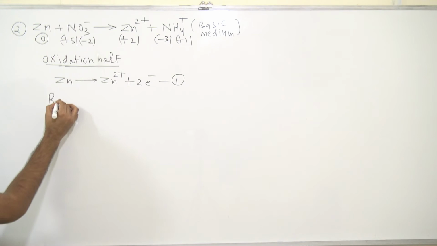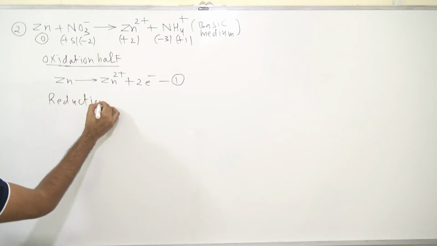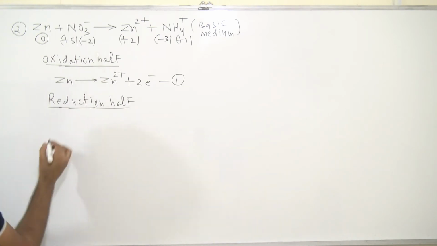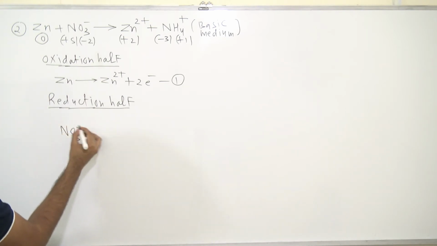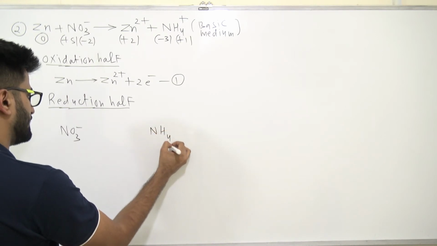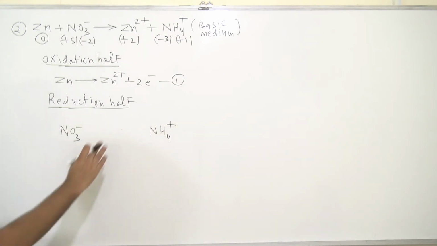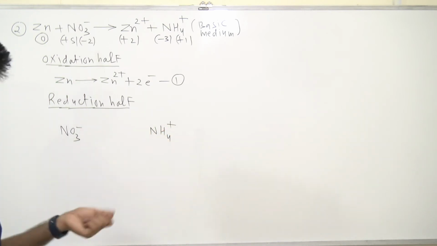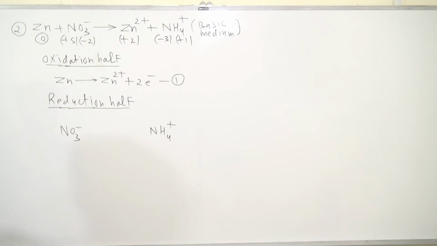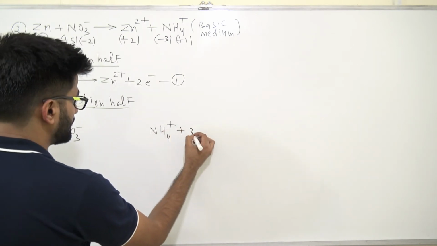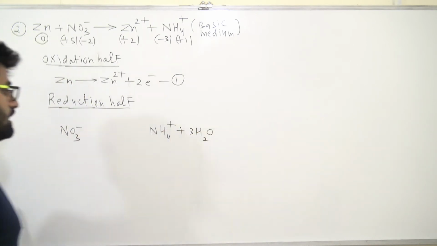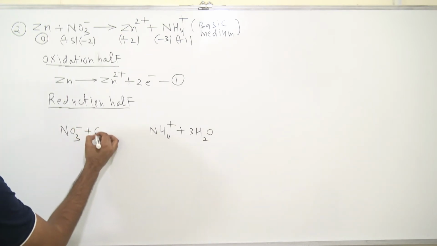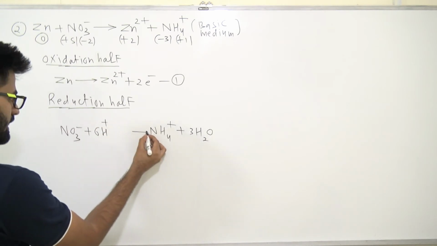Now let's come to the reduction half. So what is my reduction half? My reduction half is NO3 minus changes to NH4 plus. This is how I'm writing it. So now the first thing is to balance all the atoms other than hydrogen and oxygen. Nitrogen is balanced. Now balance oxygen. We are assuming it to be acidic medium only. So balance oxygen by adding 3 molecules of water. Now we have to balance hydrogen. There are 6. So add 6H plus here. Okay guys, so we balanced it, right?